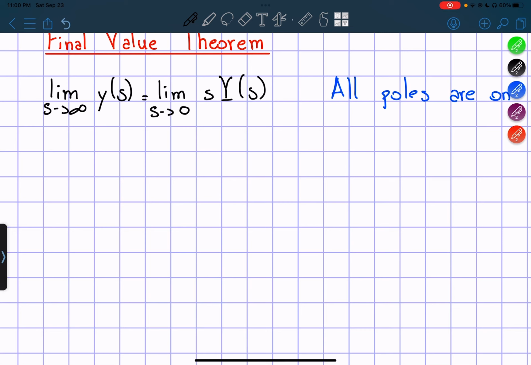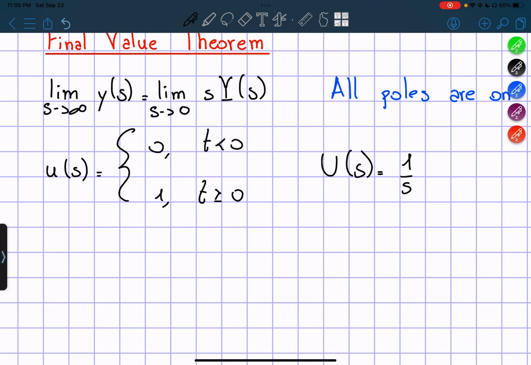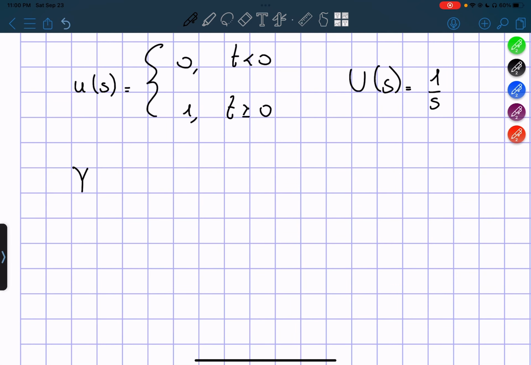Now, let's give an example. Let's say we have a little u of s, a step input. I'm going to start with a very basic example. That is 0 when t is less than 0, and 1 when t is greater or equal to 0. So our capital U of s is going to equal 1 over s. Then we know that our capital Y of s equals capital U of s times capital H of s, but it's just going to equal H of s over s if we replace our U of s.